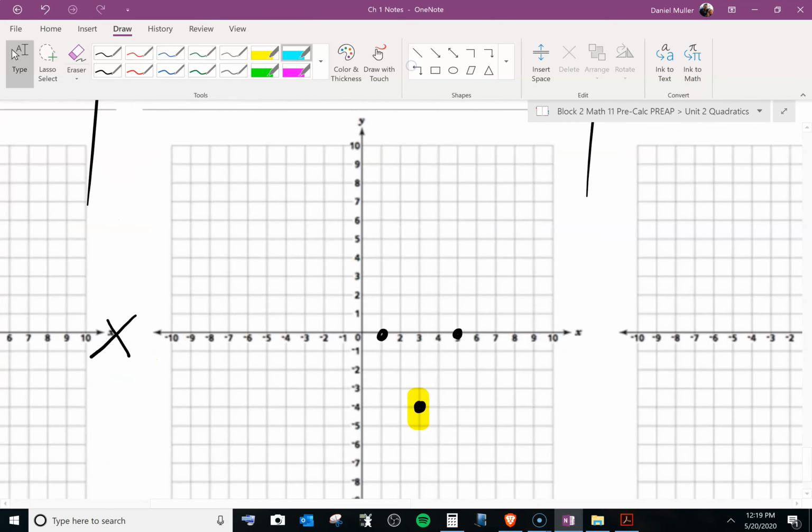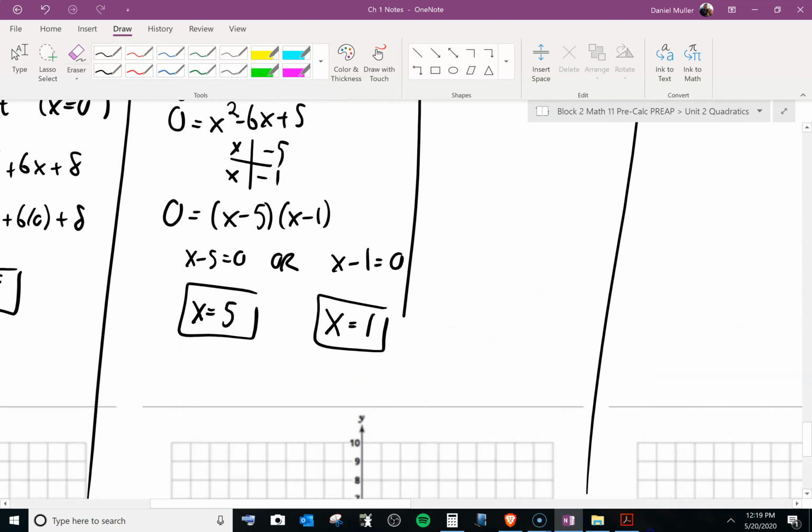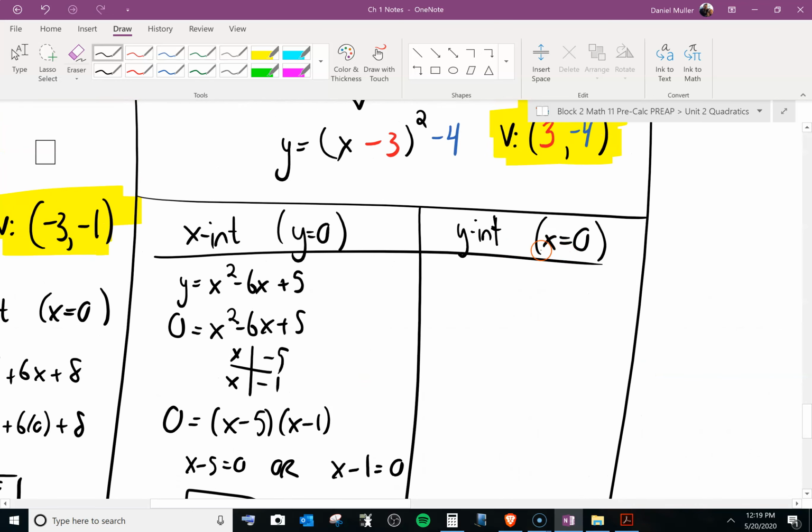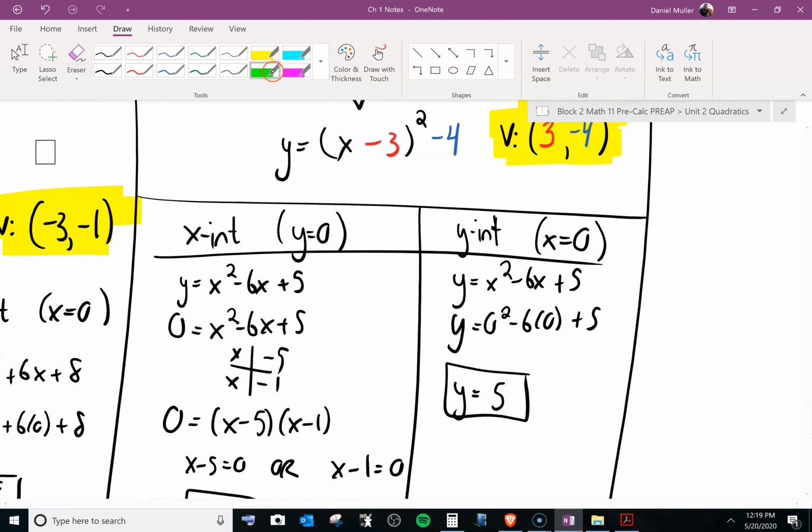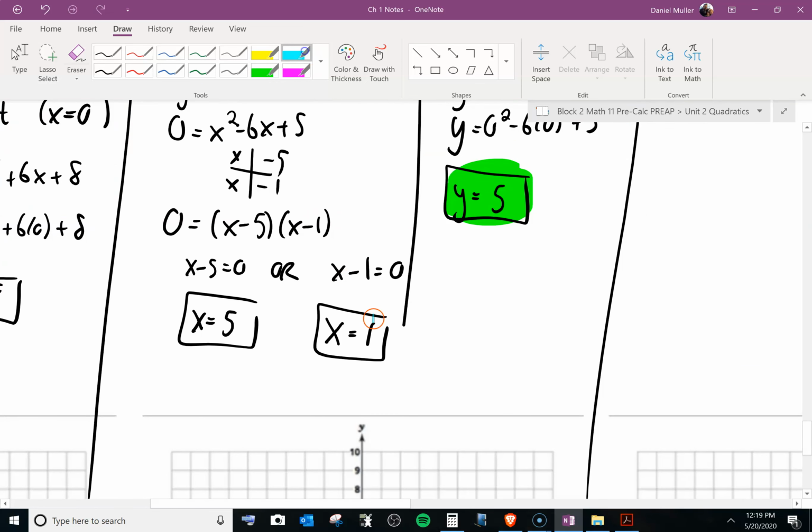Okay, and that was, for whatever reason, this color. Now, we need to do the y-intercept. So the y-intercept is when we make x equal to 0. So I start with the equation, x squared minus 6x plus 5, and I make the x 0. So 0 squared minus 6 times 0 plus 5. 0 squared is 0, 6 times 0 is 0, so all I'm left with is a 5. So y is equal to 5.